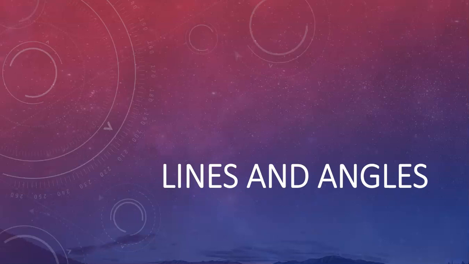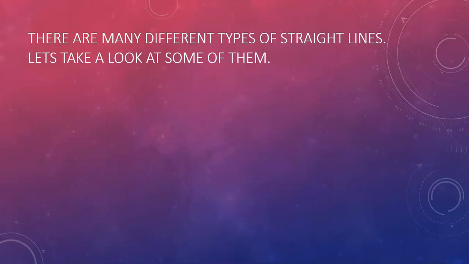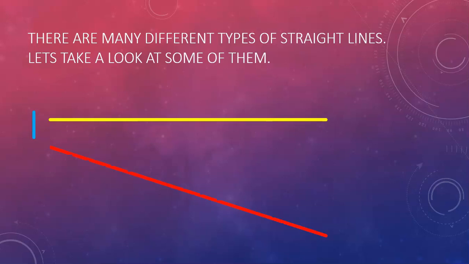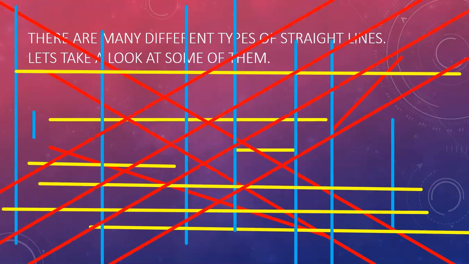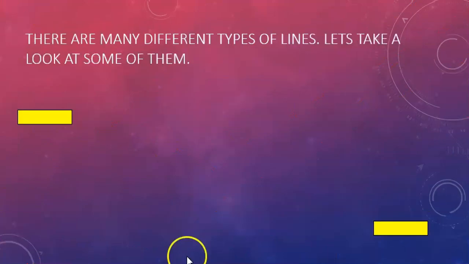In today's lesson we're going to be learning about lines and angles. There are many different types of straight lines, so let's take a look at some of them. Yellow ones, blue ones, red ones, tall ones, short ones, diagonal ones. Okay, there's a lot of lines. Let's break them up into different groups.